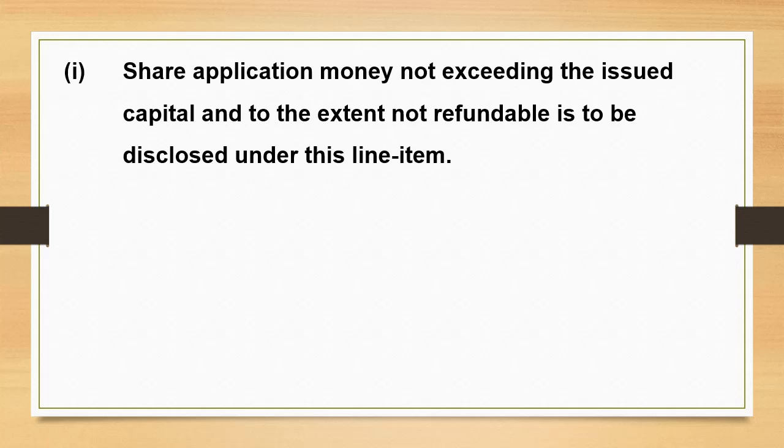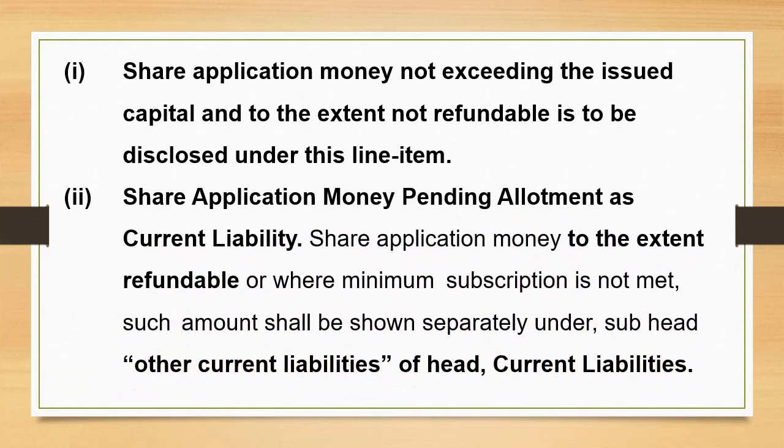SAMPA in the balance sheet is shown under the second head, equity and liabilities. This amount has to be equivalent to the not refundable part. This has to be shown under this head. Second, share application money pending allotment as current liability. The amount of share application money to the extent refundable, or where minimum subscription is not met, such amount shall be shown separately under the head other current liabilities of the head current liabilities.